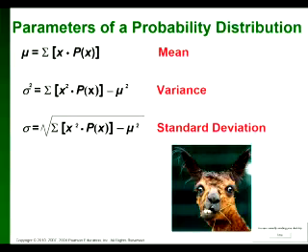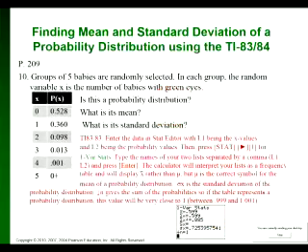Let's talk about how to find the mean, the variance, and the standard deviation for a probability distribution. This probability distribution is a group of 5 babies are randomly selected. Going to run in the nursery and grab 5 babies. What are the possible answers to the question, how many of those babies have green eyes?